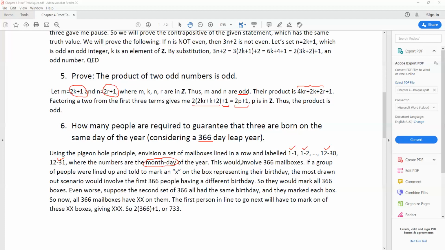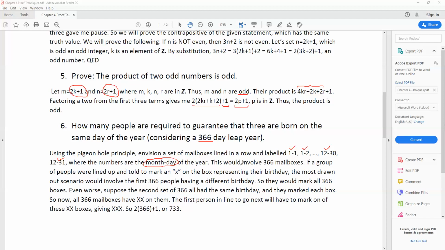So let's do the process again. Let's take another 366 people. Well, again, if they all have birthdays on different days, they will take their Sharpies, they will put the second X on every mailbox, and then they are done. Now every mailbox has been marked twice, which means that for each day of the year, 2 people had a birthday on that day.